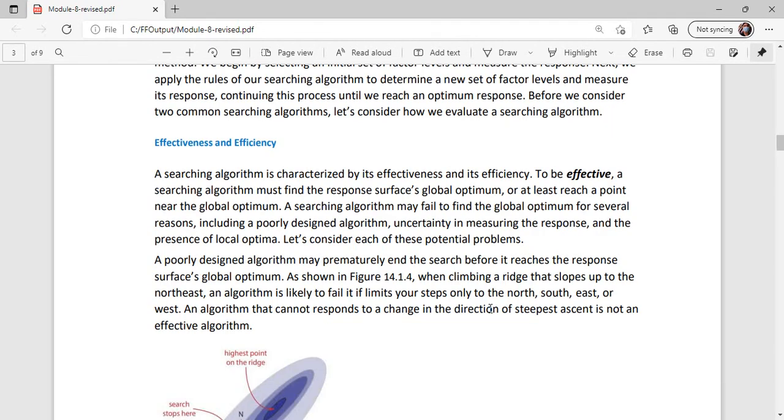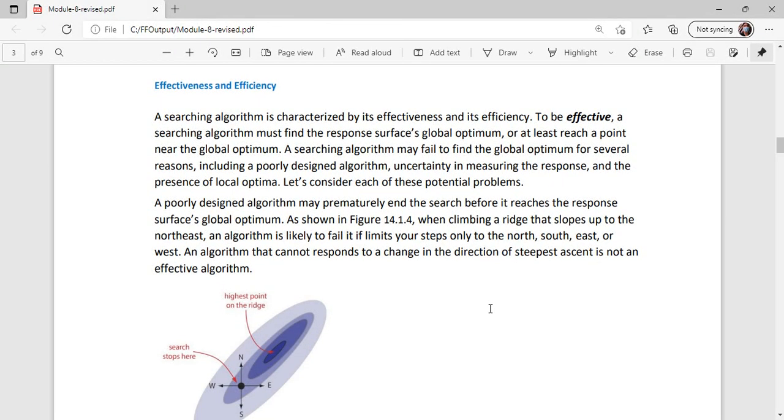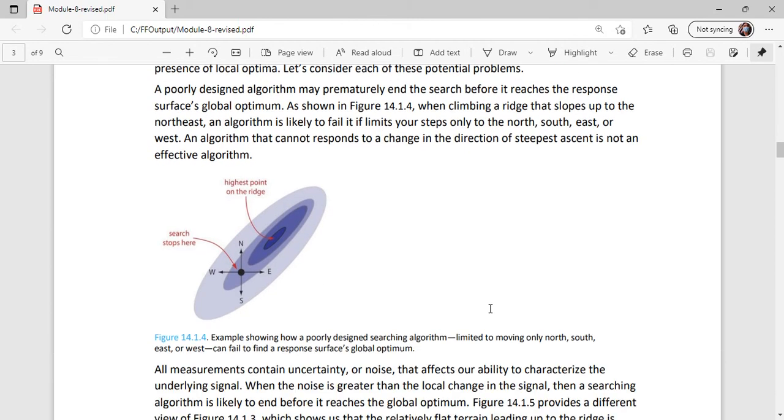A poorly designed algorithm may prematurely end the search before it reaches the surface of your global optimum, as shown in Table 1.4. When climbing the ridge in the slope to the northeast, an algorithm is likely to fail if it limits its step only to the north, south, and east or west. An algorithm that cannot respond to the change of the direction of the steepest ascent is not an effective algorithm. So for example, our global optimum is right here, the highest point of your ridge.